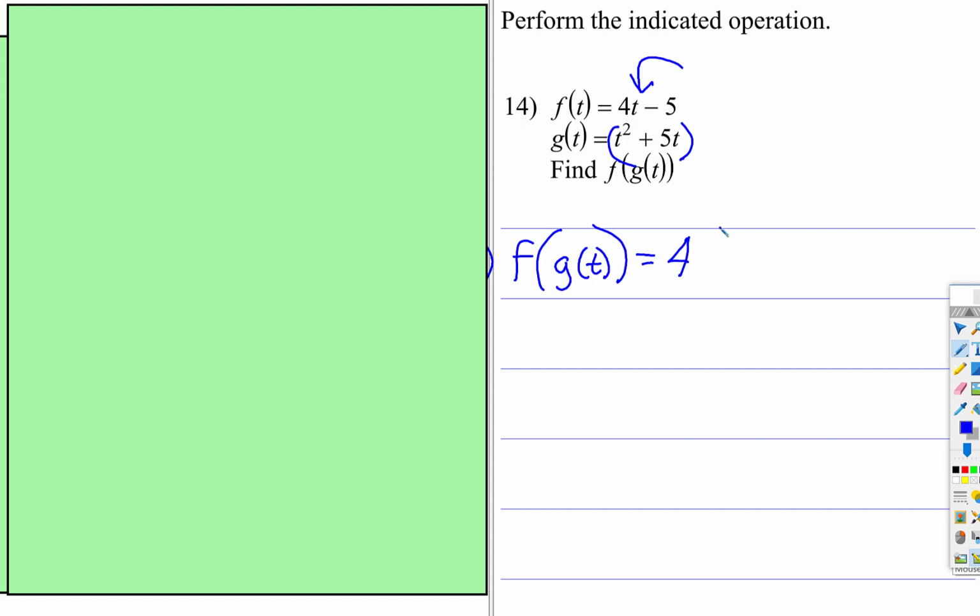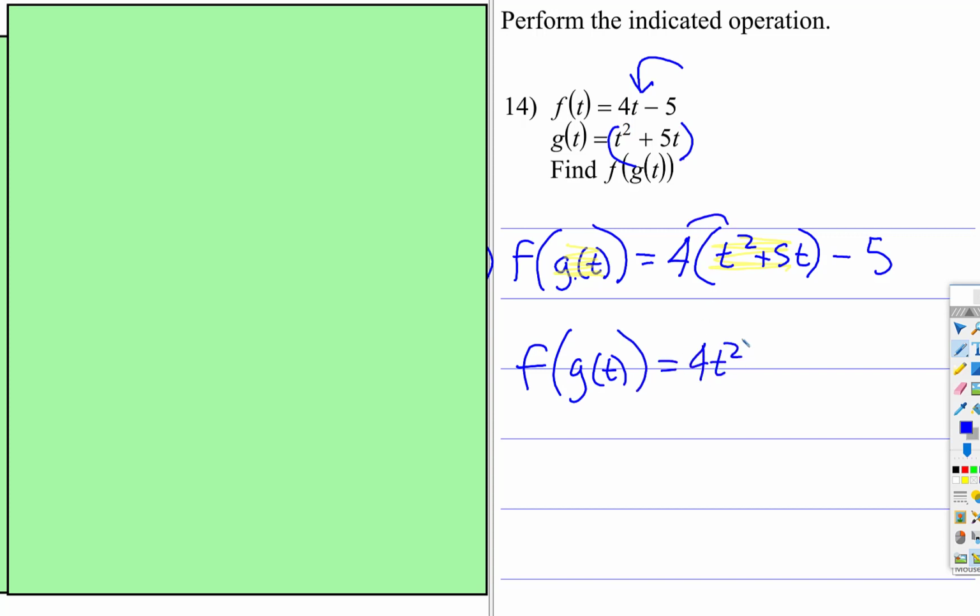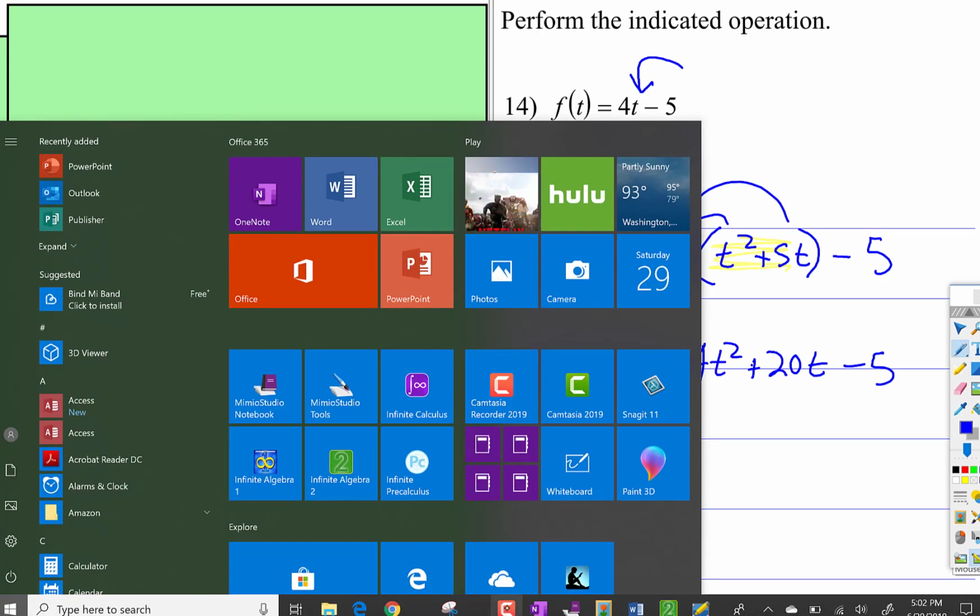So instead of putting 4t, 4 parentheses, subtract 5, and inside the parentheses goes this g function, which is t squared plus 5t. So then when we rewrite it and simplify it, f of g of t, 4 times t squared is 4t squared. 4 times 5t is plus 20t. And then we're going to bring down that subtract 5. So that is composing a function inside another function, and that's it.